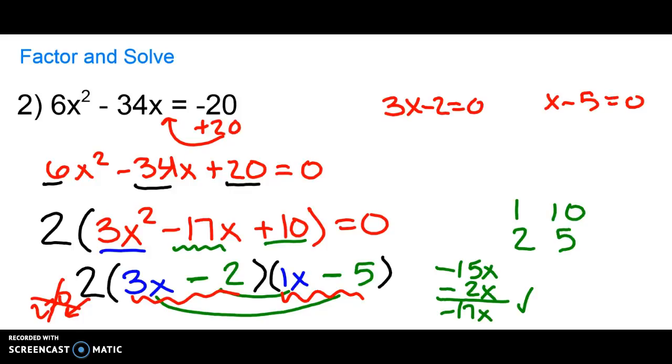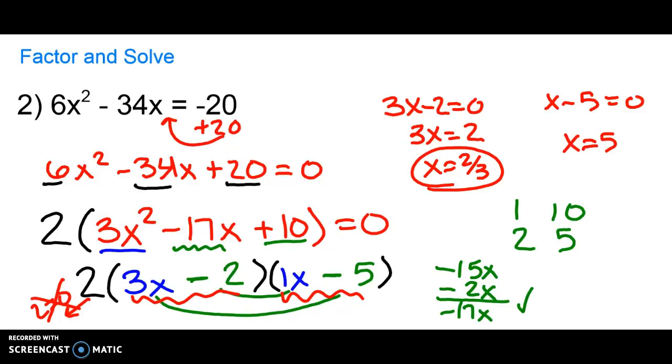5 equals 0. So this, I'm going to add 2, and then divide by 3. I'm going to get 2/3 as one answer, and I'm going to add 5. I'm going to get x is 5 as the second answer. Okay, so this one had a lot of steps. You had to move it over, and then you had to factor out a GCF.